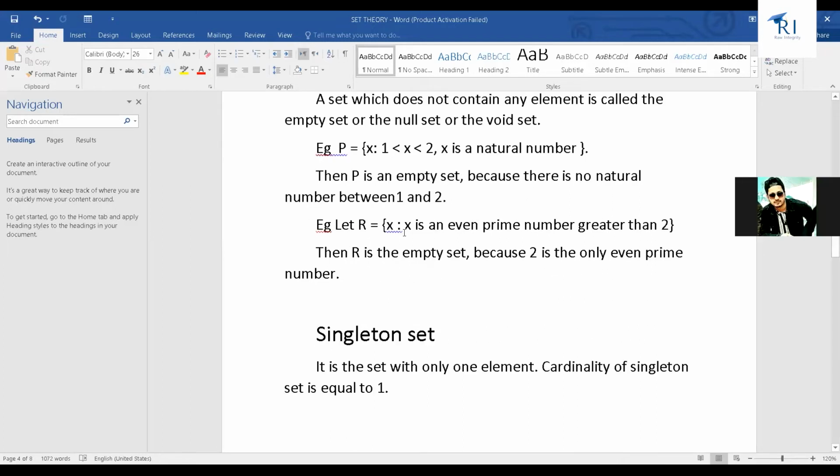The same thing, let R be the set where X is an even prime number greater than 2. You know, there is no even prime number that is greater than 2. So it's an empty set.